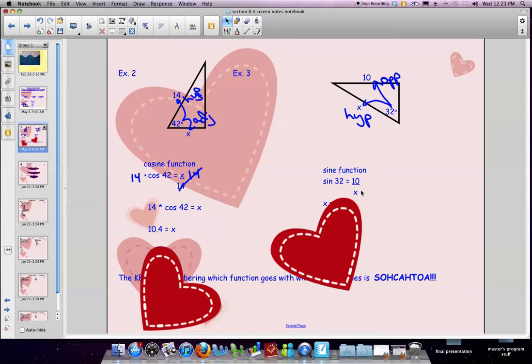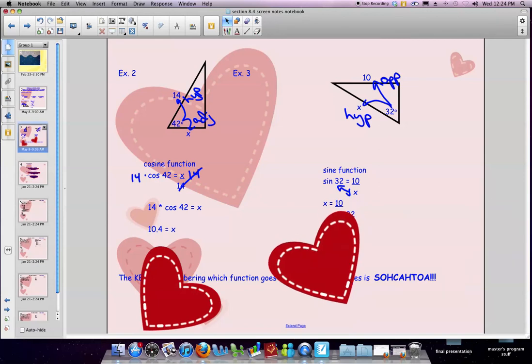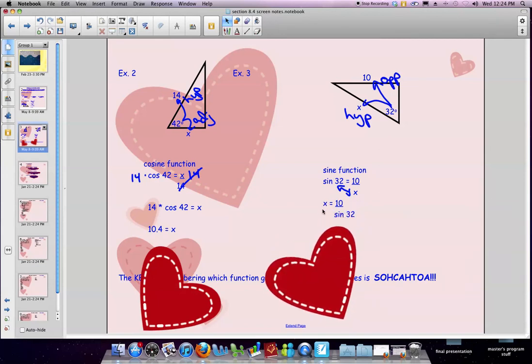Now a review from the last lesson again. What happens when the x is on the bottom? Remember, it switches places with whatever's on the other side. The x comes up, and in this case, the sine of 32 would come down. So in order to get x alone, I would have to take 10 divided by the sine of 32.